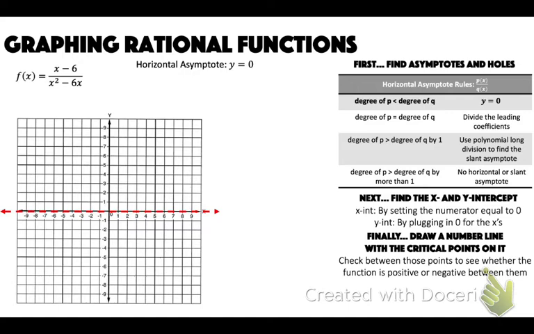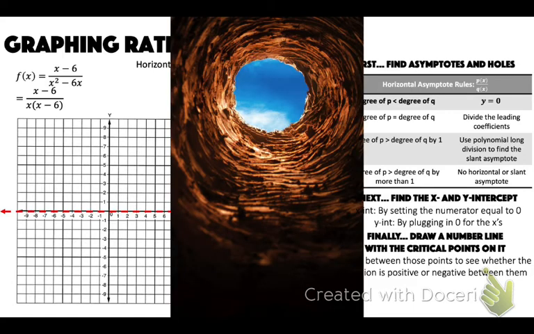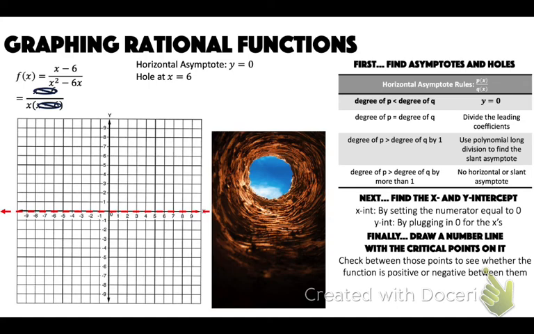Then we need to find our vertical asymptote, so we're going to factor it all. So we have x minus 6 over x times x minus 6, which it looks like we have a hole at x equals 6. To find the y-coordinate, we're going to plug that back into the simplified version. So f of 6 is 1/6. So our hole is at (6, 1/6), which is right there.